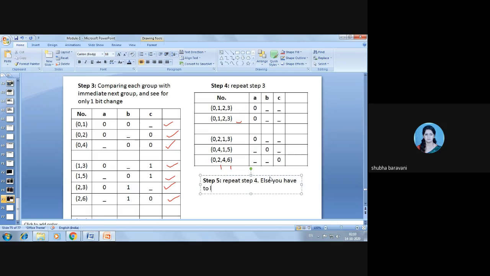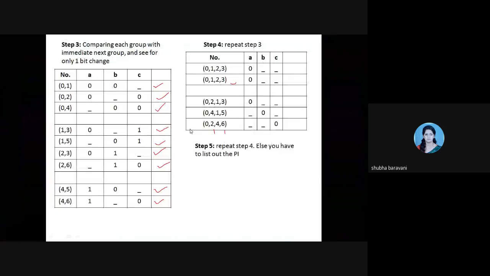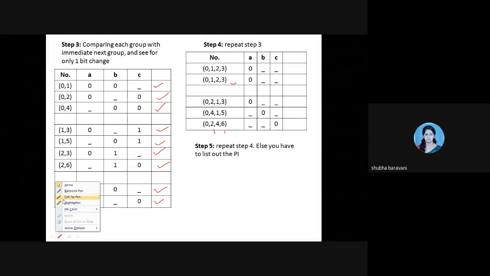you have to list out the prime implicants. Now how do we list out the prime implicants? You have to check all the steps, and whichever min term you have not put a tick mark on, that will be your min term, that will be your PI. Now see, here I have nowhere put the tick mark. In step 4 I have nowhere put the tick mark, right?